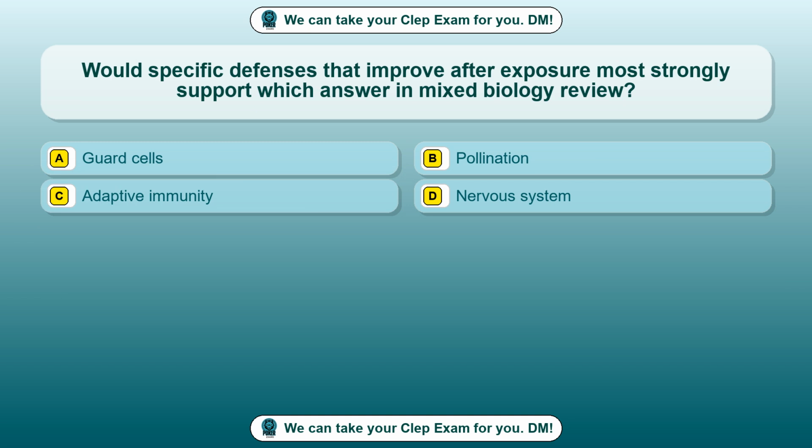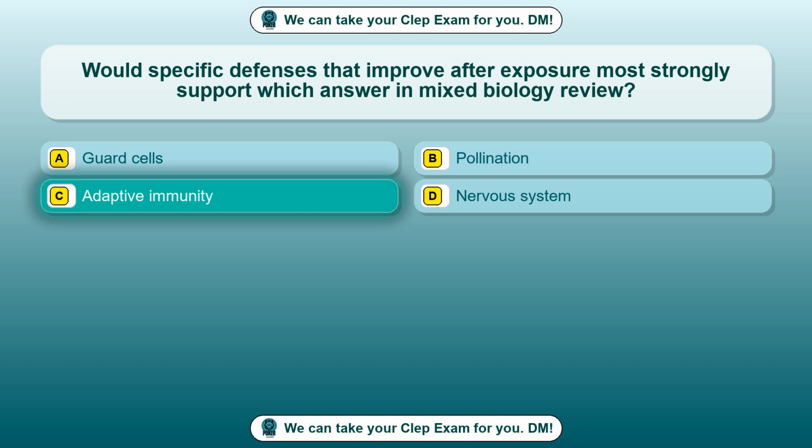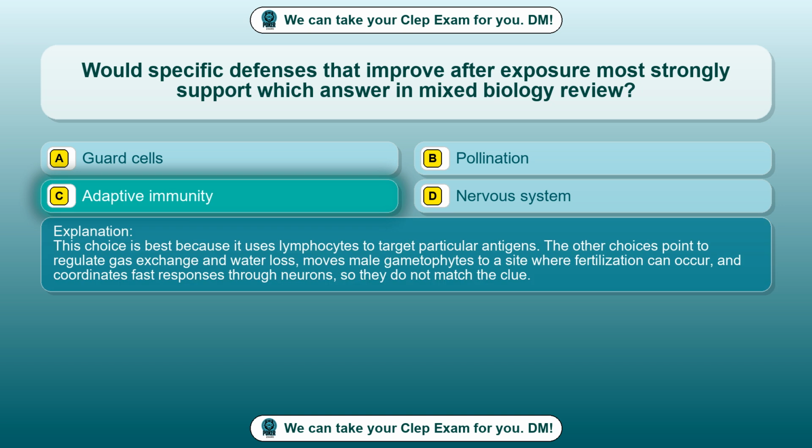Question 28. Would specific defenses that improve after exposure most strongly support which answer in mixed biology review? Option A, guard cells. Option B, pollination. Option C, adaptive immunity. Option D, nervous system. The correct answer is option C, adaptive immunity. This choice is best because it uses lymphocytes to target particular antigens.